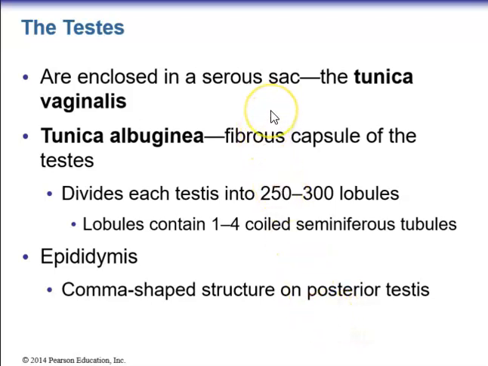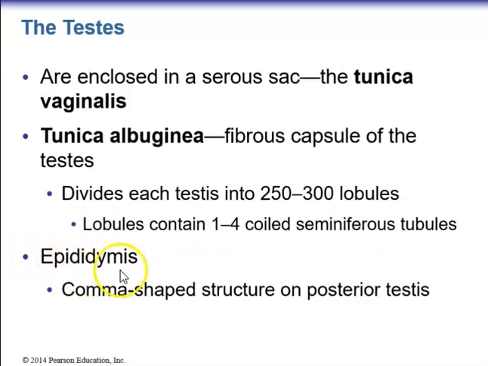So the testes are enclosed in a serous sac called the tunica vaginalis, and then also we have the tunica albuginea, which is a fibrous capsule of the testes. The tunica albuginea will divide each testis into about 250 to 300 lobules, and each lobule contains 1 to 4 coiled seminiferous tubules. Again, the seminiferous tubules are important to produce sperm.